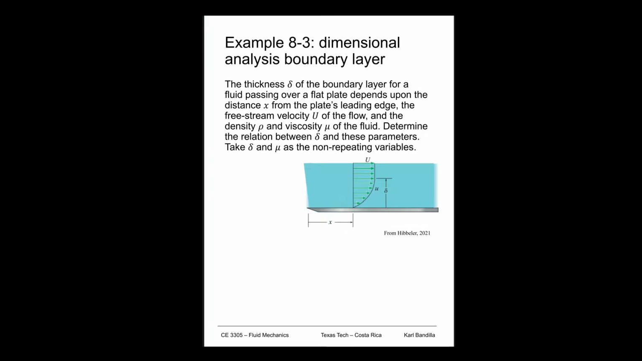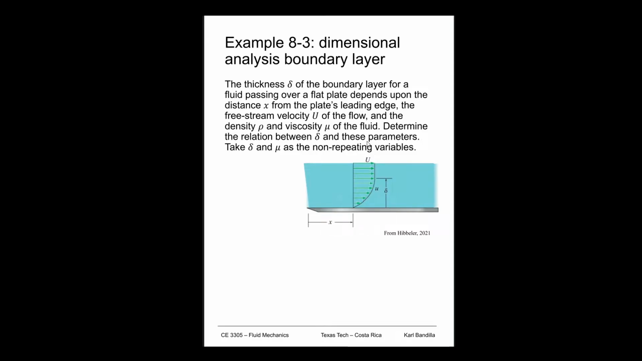This is example 8-3, dimensional analysis of a boundary layer. So we have a plate down here, water is flowing on it, and as the water flows across it, it creates the boundary layer down here, right? Above the boundary layer, we get uniform flow. And now the question is, how do we find out what this height delta is right here?